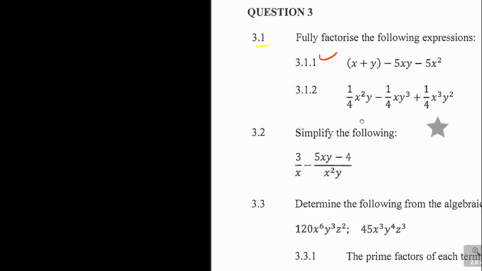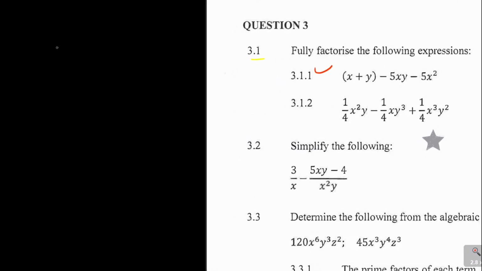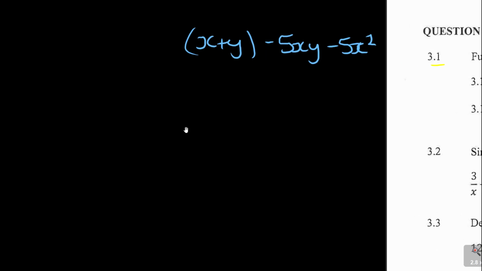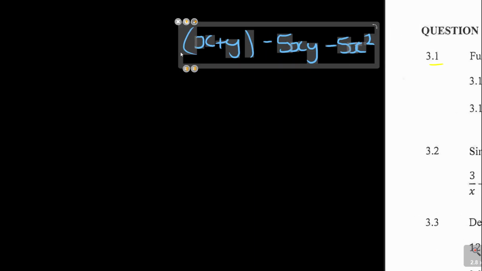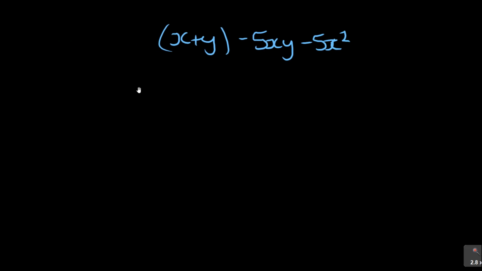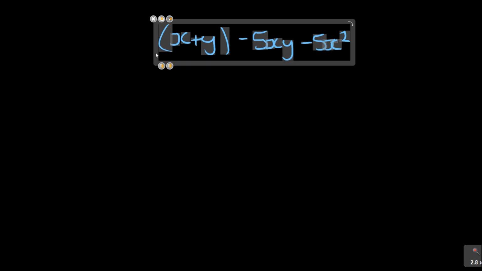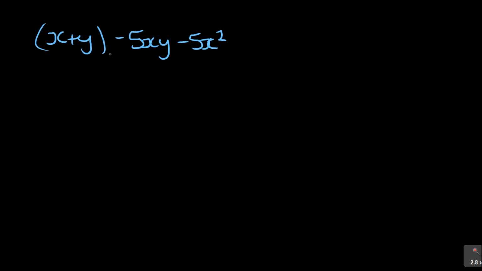So I'm going to bring it in here. 3 marks. Look at this. We're given x plus y in brackets, and then we're also given minus 5xy minus 5x squared. So if I'm going to be simplifying this, I want to give it more space. I've got this, but now already the first bracket is done. I need to check out what this is all about.